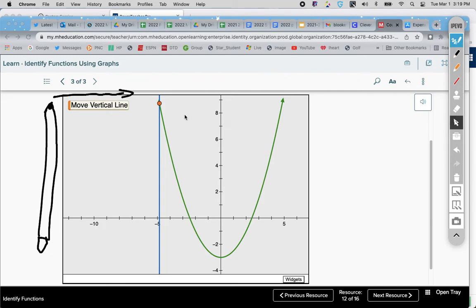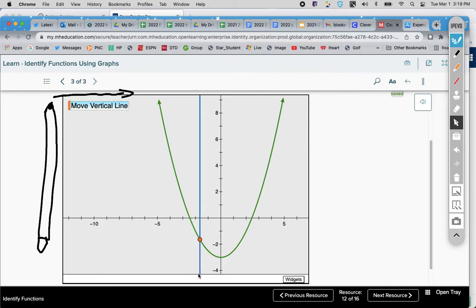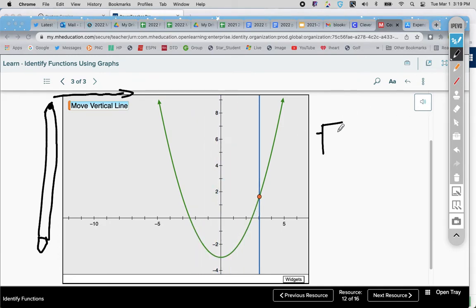Well, let's move mine here and see what happens. So again, there's my blue line. The blue line represents the pencil. You'll notice it never touches more than one spot. All I have is one orange dot. Just like when you move your pencil left to right, you should notice it's only touching one part of the line. Therefore, it is a function. This one is a function because it only ever touches one part of the line.